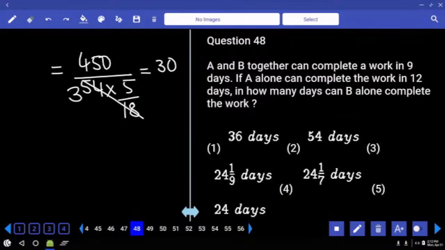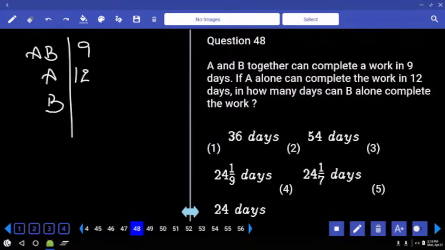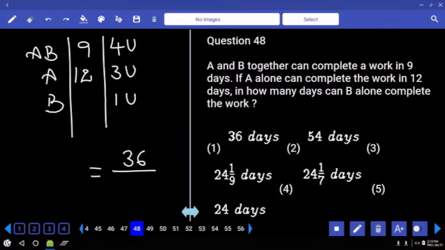AB together can complete a work in 9 days. If A alone can complete the work in 12 days, in how many days B alone can complete the work? AB together, and A alone. AB together can do it in 9 days, A alone in 12 days. Question is about B. LCM 36. Both together does 4 units. A alone does 3 units. Then B alone does, total work to complete is 36. Time taken by B alone is 36 by 1, 36, first option.